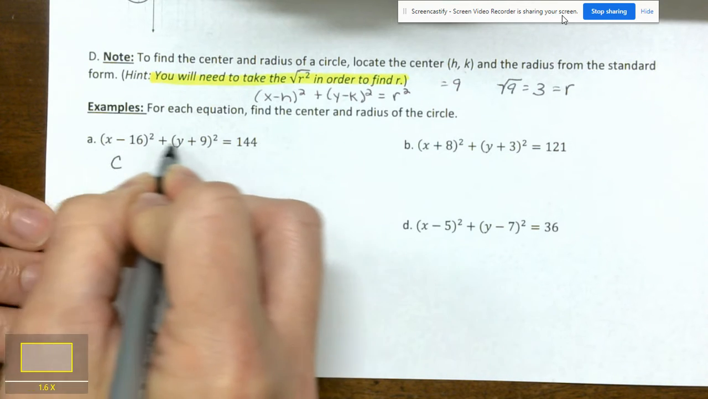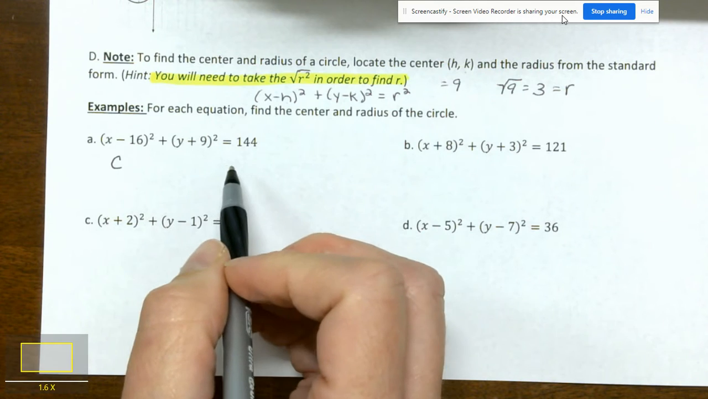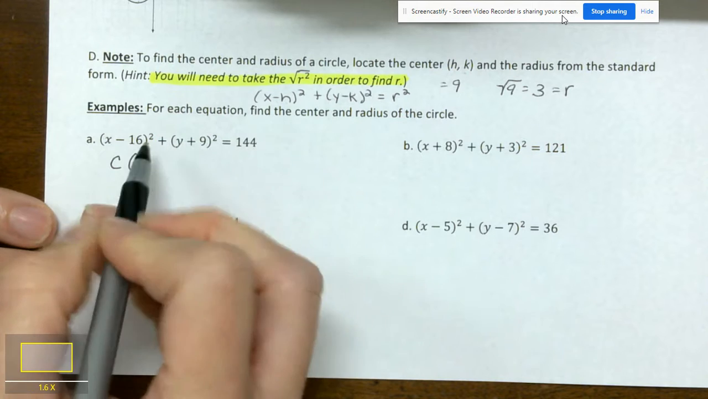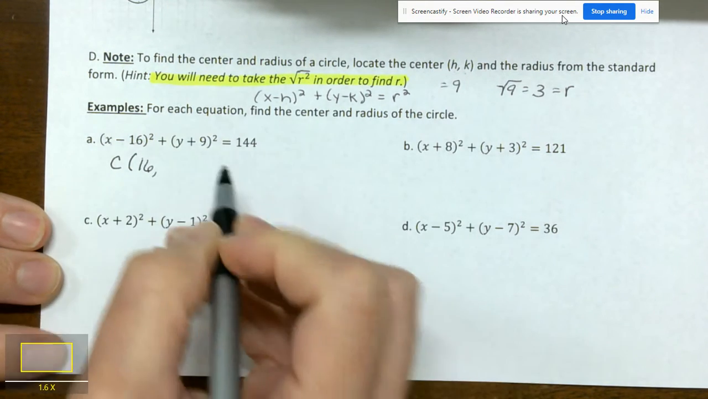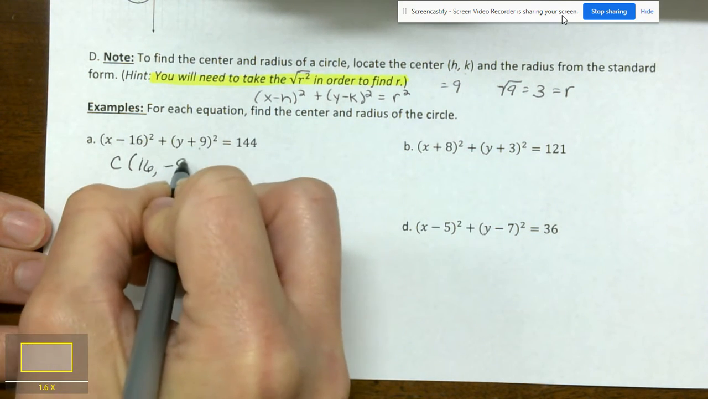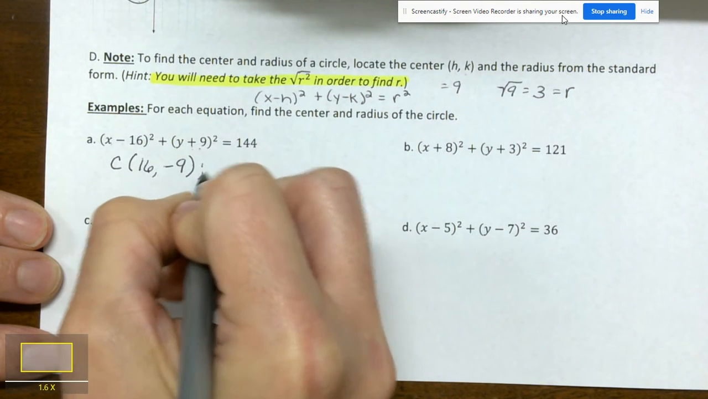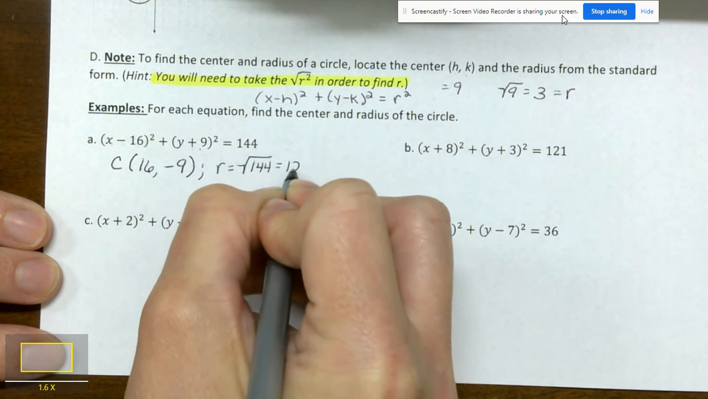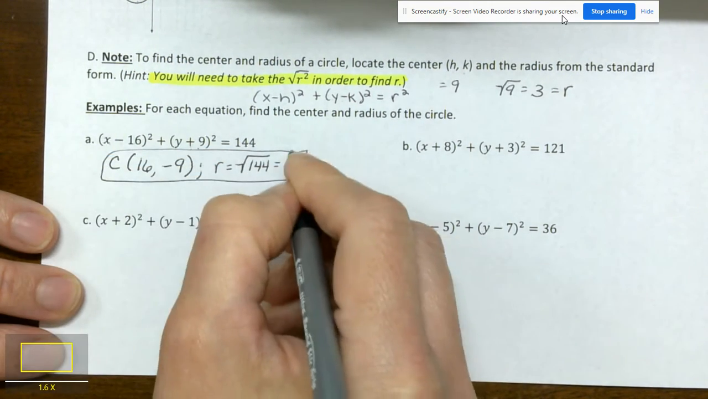So for this first problem, A, (x minus 16) squared plus (y plus 9) squared equals 144. It says, find the center and radius of the circle. So our center is, it's x minus 16, so when I pull that 16 out, it stays positive. But that 9, it's y minus a negative 9, so that 9 is going to be negative since there's a plus sign there. So that's our center. And then our radius is the square root of 144, which is 12. So our radius is 12. And this here would be your final answer for that one.